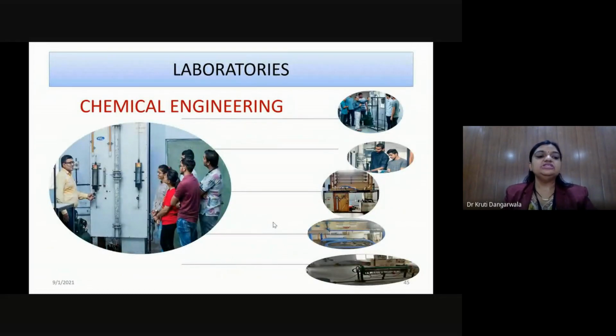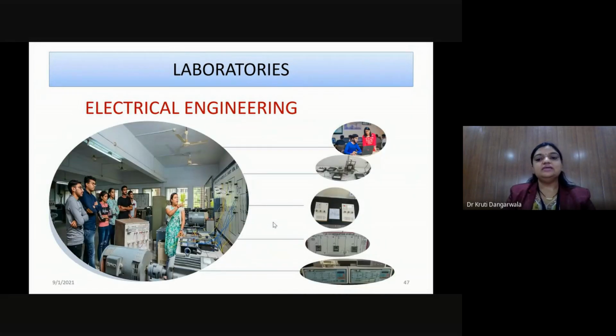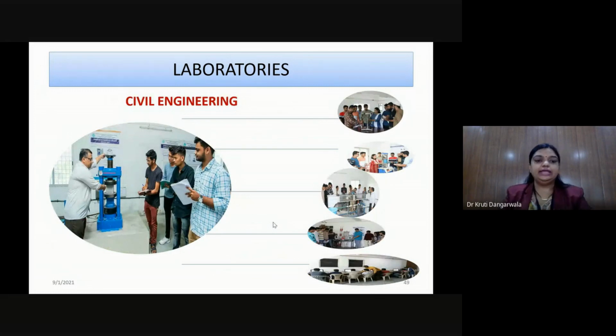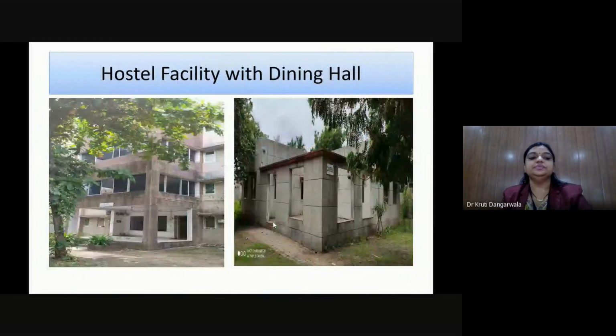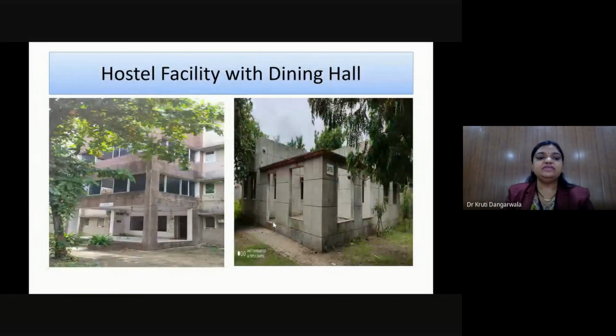Now, our institute has well-equipped laboratories with excellent computing facilities. Chemical engineering has 7 laboratories. Mechanical engineering has 8 laboratories. Electrical engineering has 7 laboratories. Computer science and engineering and information technology have 6 laboratories, and civil engineering has 8 laboratories. We have a furnished computerized library with a sitting capacity of about 300 students. Online resources are available covering more than 1,000 international journals. Now we have sports and gymnasium facilities. We have hostel facilities with dining halls.